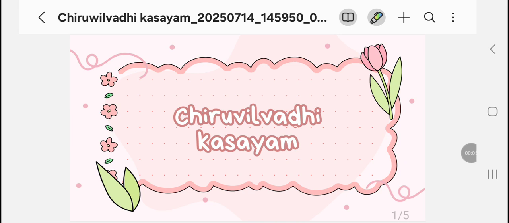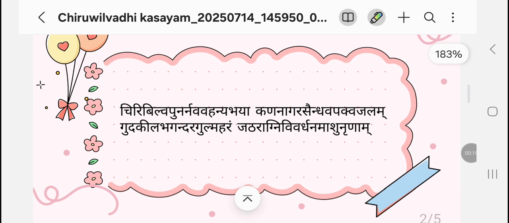We'll try to learn one shloka per day, that is one formulation per day. Today's formulation is Chiruvilwadi kashaya. The reference for Chiruvilwadi kashaya is Sahasra Yogam Kashaya Prakaranam. Let's dive into the shloka. Try to learn the shloka along with me.